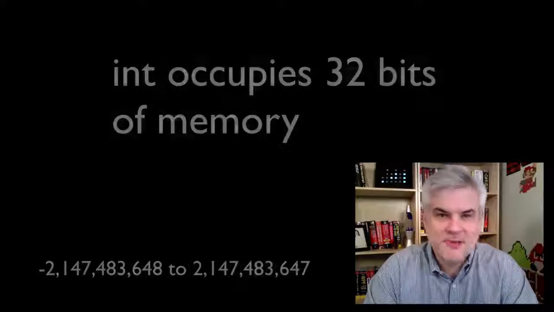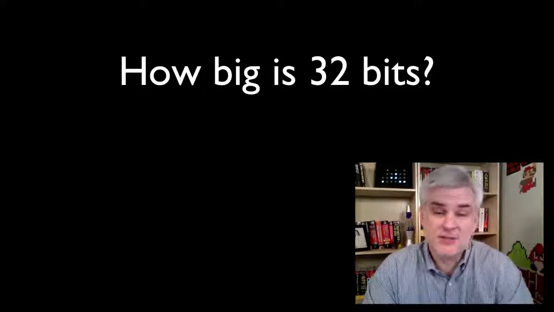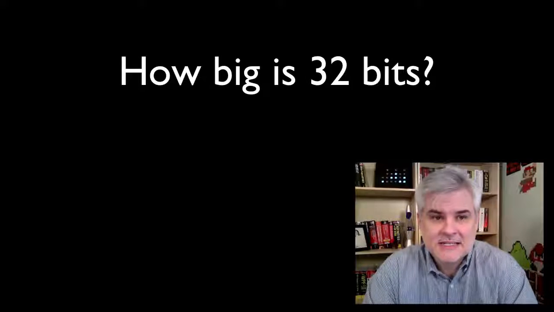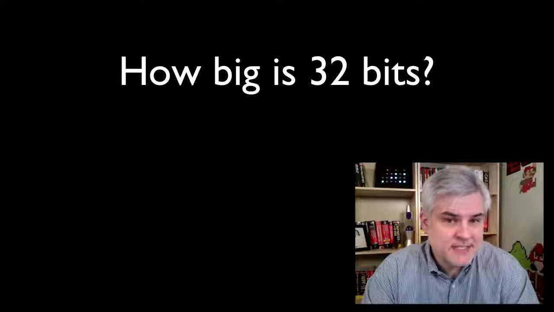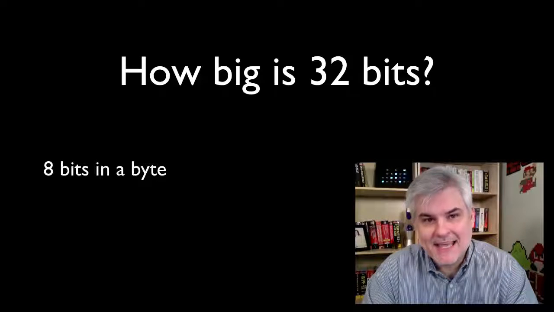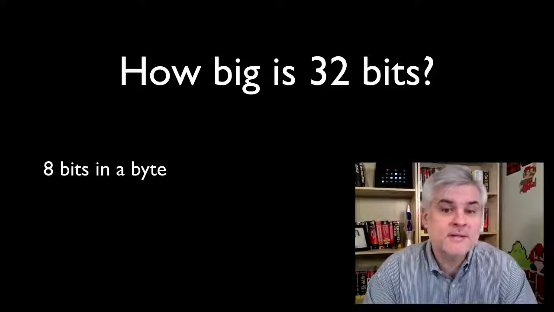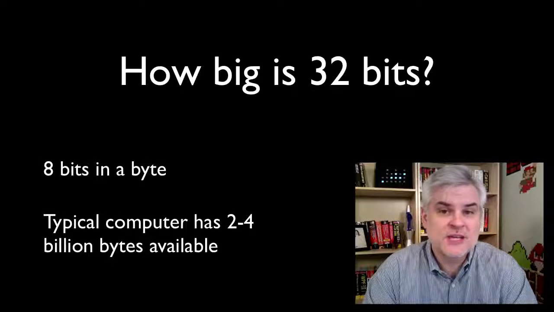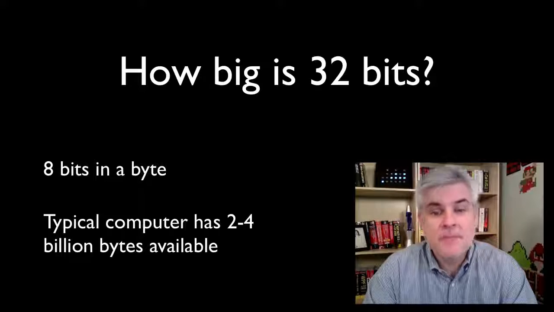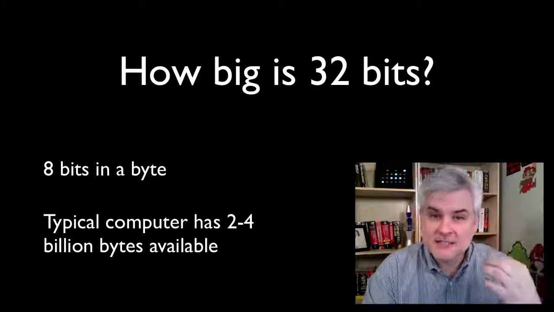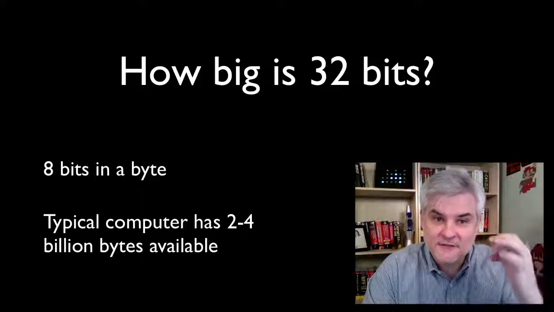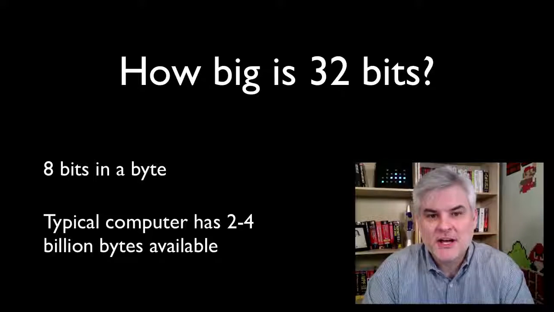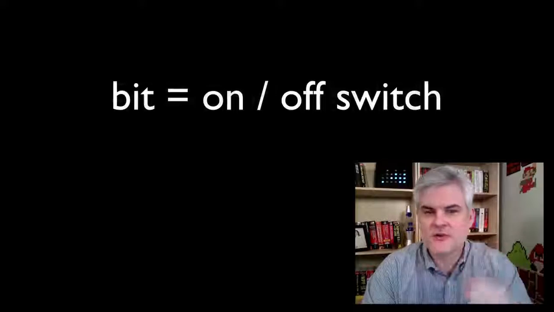What does 32 bits of memory space really mean? Just to map that out, your computer probably has 2 gigs of RAM, maybe 4 gigs. Well, it takes 8 bits to make up a byte, and you have 2 or 4 billion bytes of memory if you have 2 gigs of RAM or 4 gigs of RAM. So comparatively, a single int that you declare is a very, very small value. And you can think of a bit as an on-off switch, just like you have on your wall.